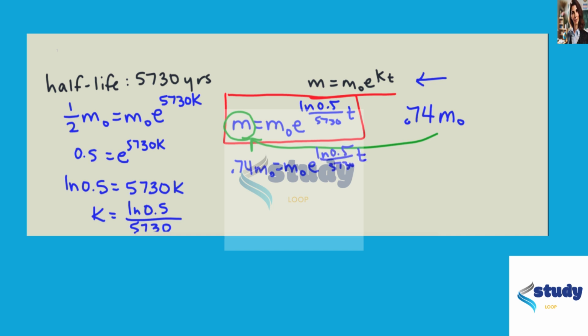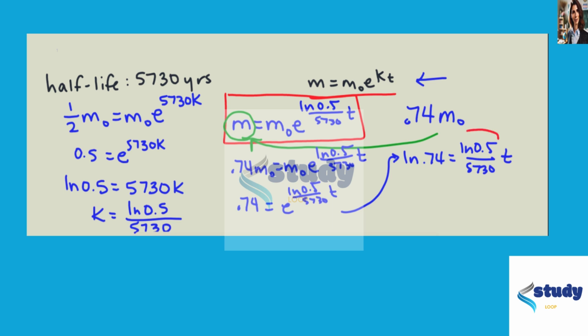We divide both sides by m naught, and we have 0.74 equals e to the natural log of 0.5 over 5,730 times t. Now we take the natural log of both sides. So we have the natural log of 0.74 equals the natural log of 0.5 over 5,730 times t. And our goal is to isolate t.